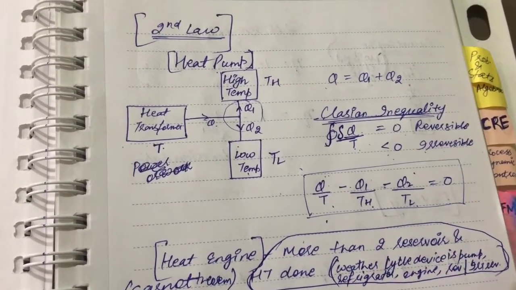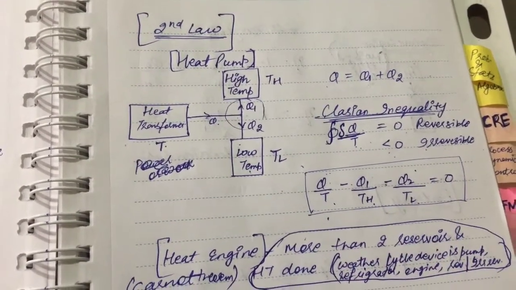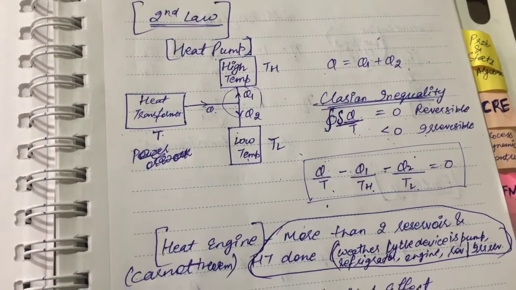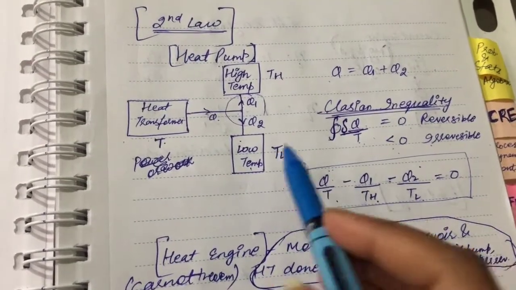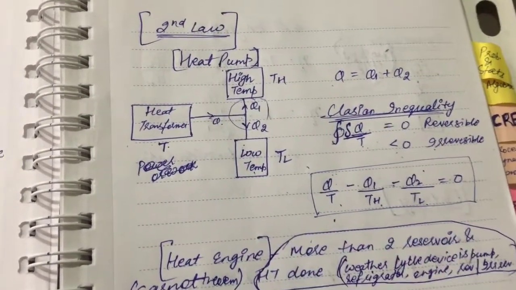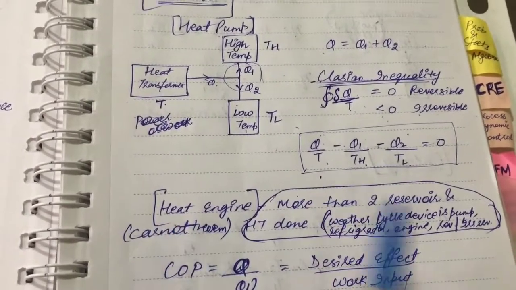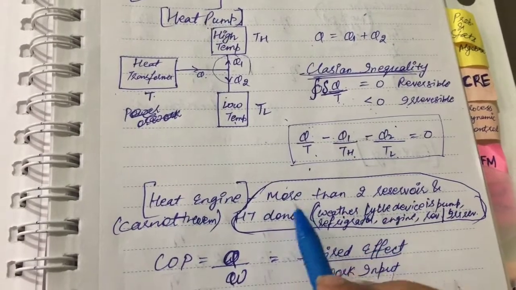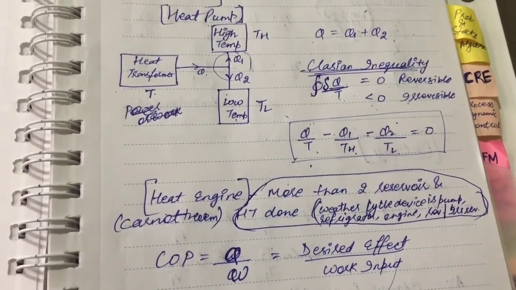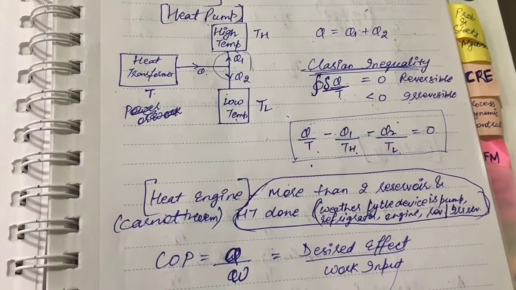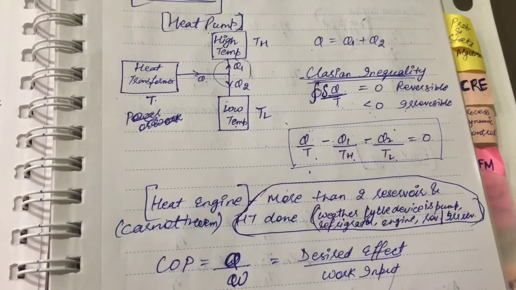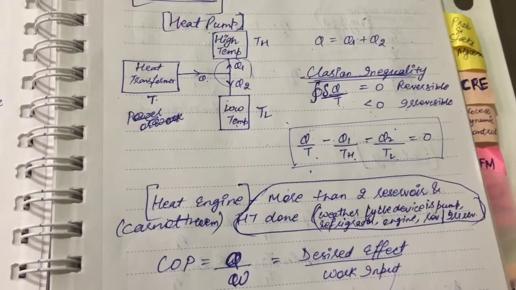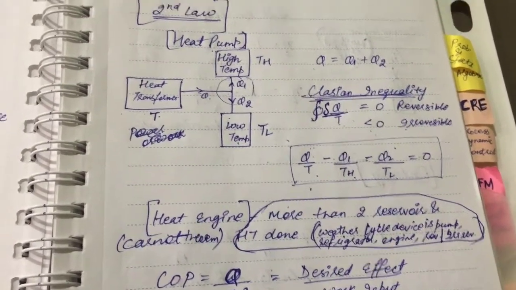For better understanding of these formulas, I would suggest you watch the practice questions which I'm going to upload, so that you can easily understand where these formulas are going to be used. Next we have heat engine. Before that, I would state one more point: when there are more than two reservoirs, heat transfer is done, whatever the cyclic device is, pump, refrigerator or engine, reversible or irreversible.